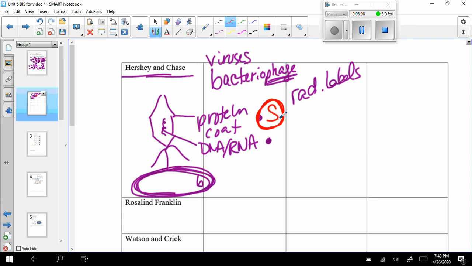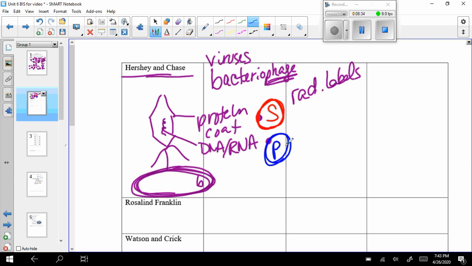I'm going to use the red color to show that they radioactively tagged the sulfur to see if protein was present. The way that I think is easy to remember is that when you think about proteins and how they fold, they can form disulfide bridges, and that was something unique and cool about them. Whereas DNA and RNA have the element phosphorus, and there's no phosphorus in proteins. So this was a unique way to look at it.